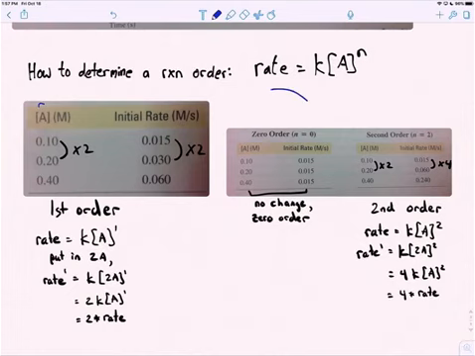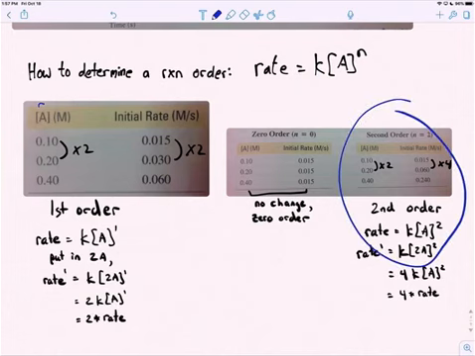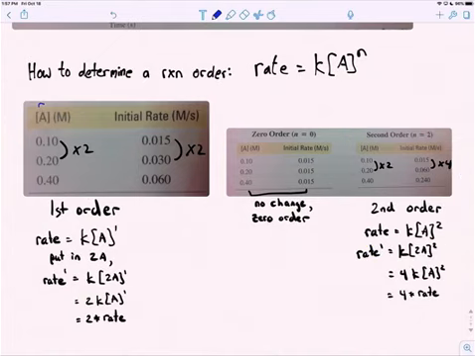Zero order is easy to find. The rate has nothing to do with the concentration, so that's zero order. So zero order is easy. And then second order: if you double the concentration, the rate goes up by a factor of 4. And here's the proof for that right there.